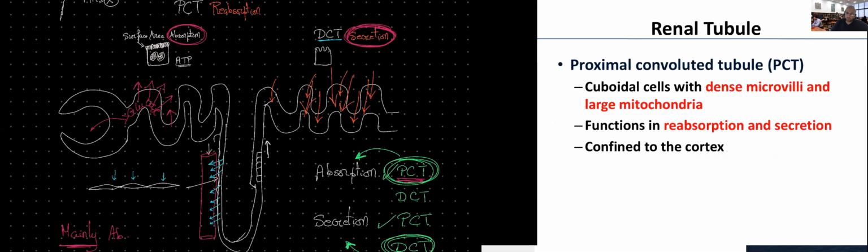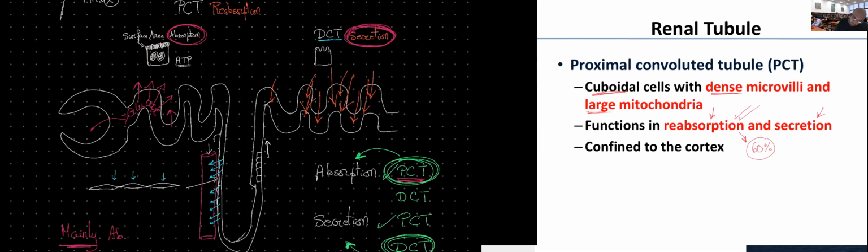So again, what is the structure of the cells of my proximal convoluted tubules? They are cuboidal cells. They have dense microvilli and a large number of mitochondria. Function is absorption and secretion. Remember, mainly reabsorption. Most of the reabsorption is taking place in the proximal convoluted tubules. As we're going to see next class, it's going to be performing reabsorption of 60% of the water just in the proximal convoluted tubules.